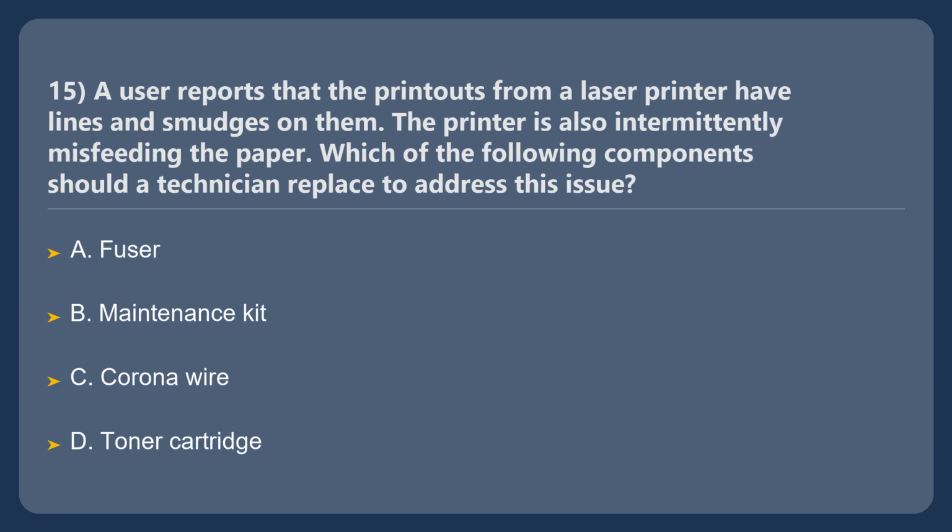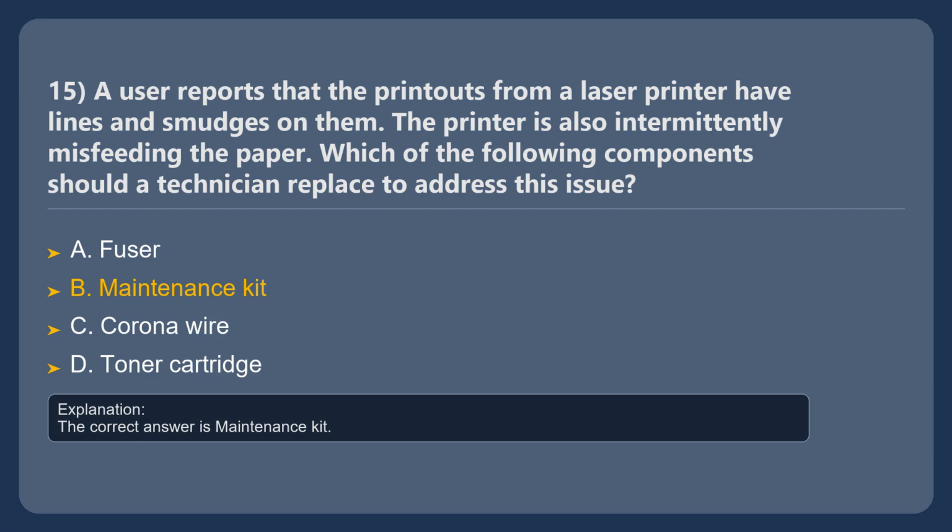Question 15. A user reports that the printouts from a laser printer have lines and smudges on them. The printer is also intermittently misfeeding the paper. Which of the following components should a technician replace to address this issue? Option A. Fuser. Option B. Maintenance kit. Option C. Corona wire. Option D. Toner cartridge. The correct answer is option B, maintenance kit.